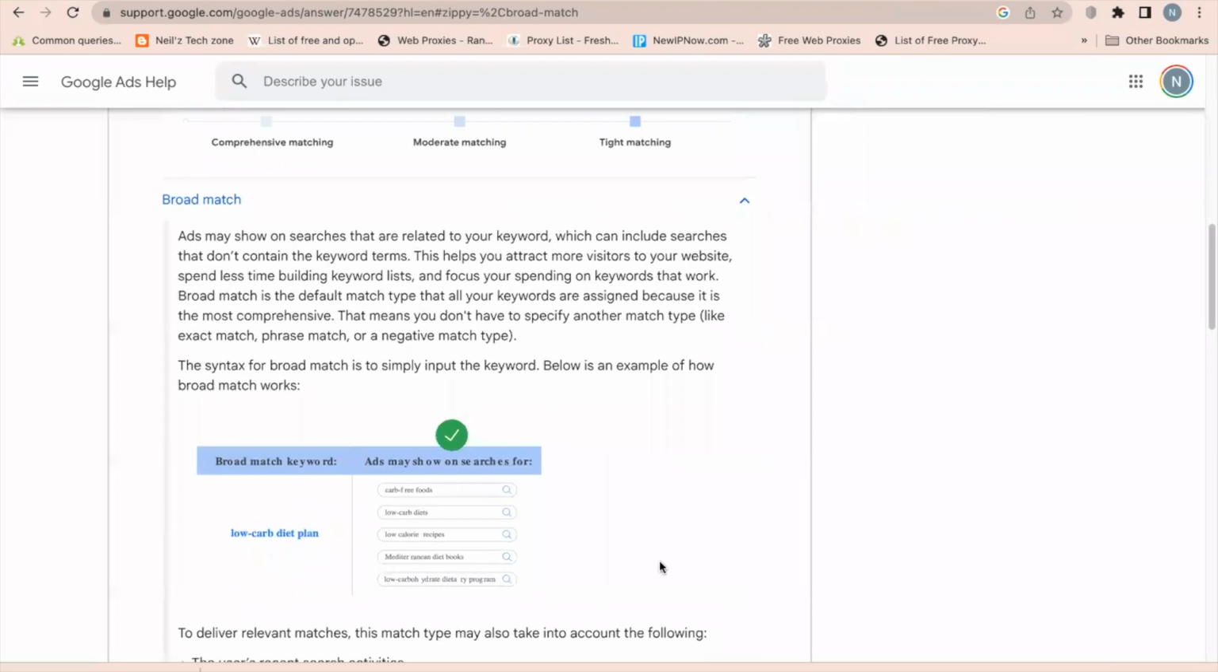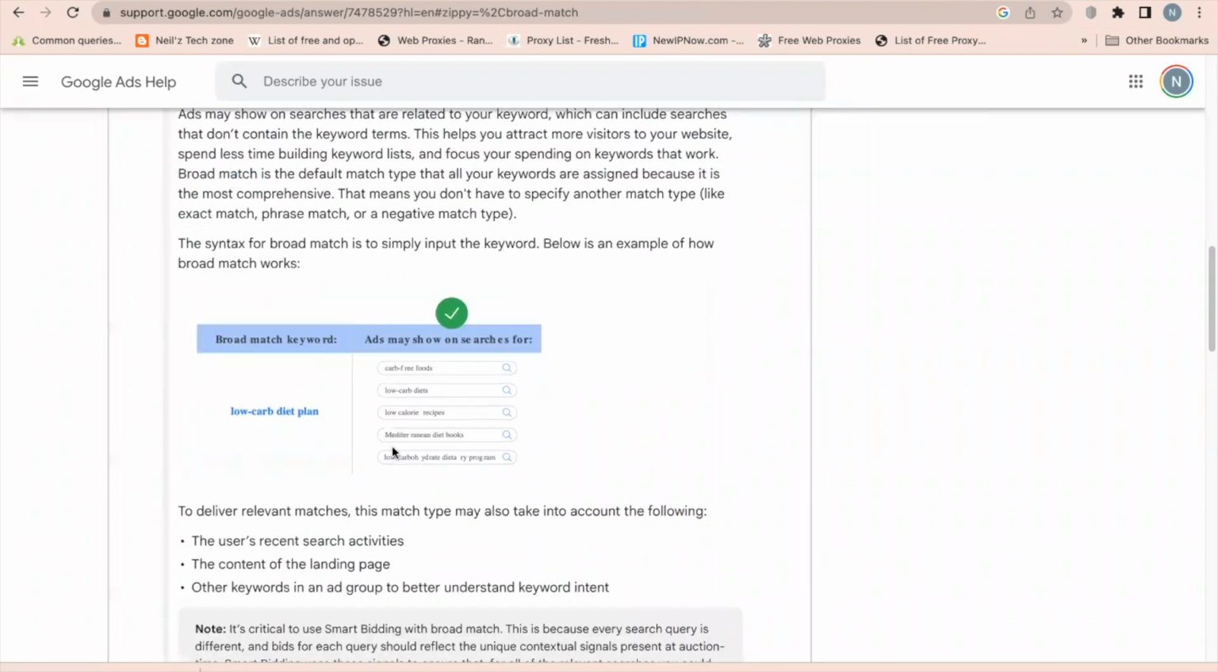Basically, broad match means that whatever your main keyword is, if a search matches any variation that is broadly or loosely connected to your keyword, it will still trigger your ad. You can see all these terms, like low calorie recipe. Recipe is different from diet plan, but these are kind of synonyms and variations with similar intent, so it will trigger your ad.